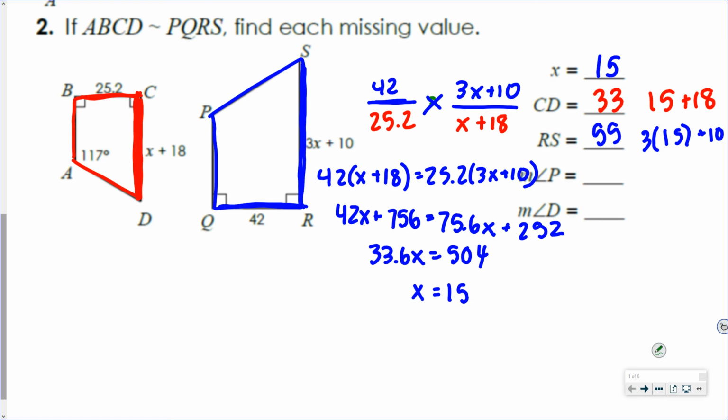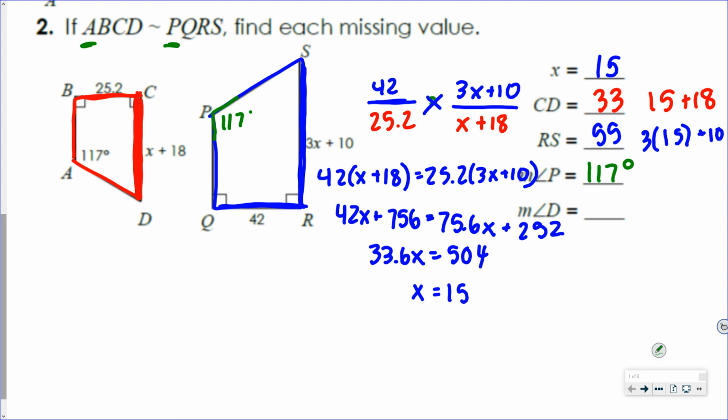Any guesses to what the measure of angle P would be? This one right here. Ooh, Tyson, you're the first hand I saw. 117. Okay, how'd you know that? You're right. I just knew. Okay, Alex? It's just like up there, like A, B, C, D is about the same.